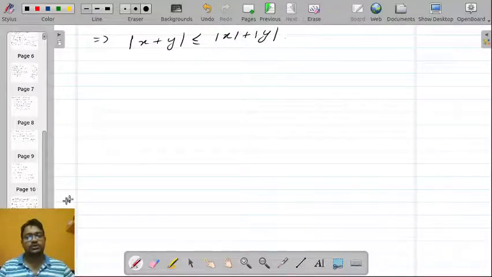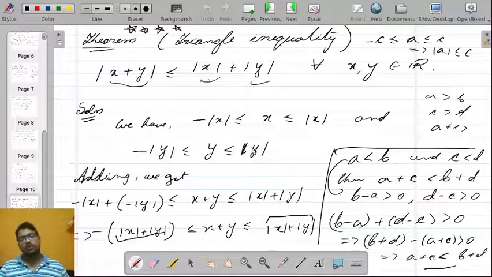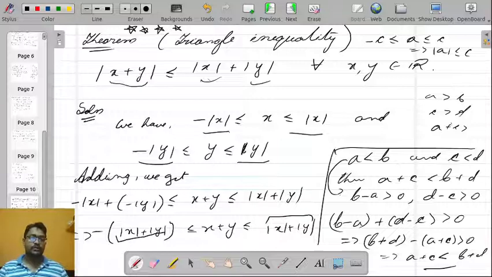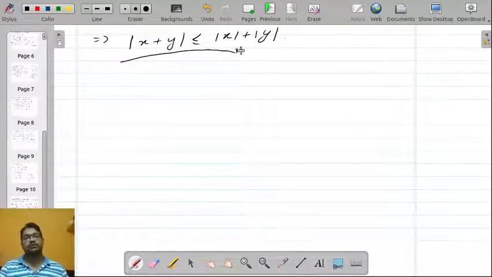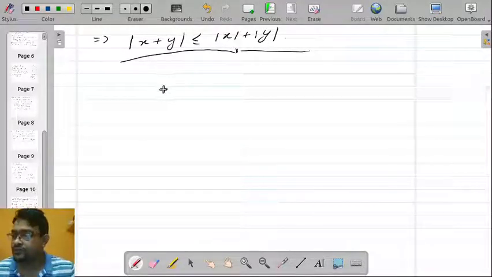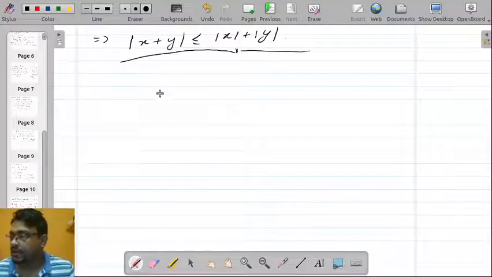Okay, so it's just properties of inequality. x lies between minus mod x and plus mod x, y lies between minus mod y and plus mod y. Just add them, we get minus of (mod x plus mod y) is less than or equal to x plus y, which is less than or equal to mod x plus mod y. Okay, so that is the thing. So from there itself it follows that mod of x plus y is less than or equal to mod x plus mod y. Okay, so it's a very important property.